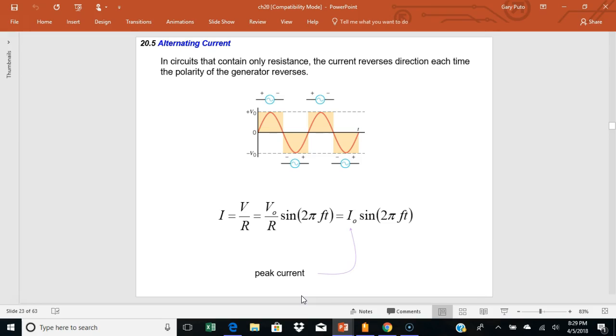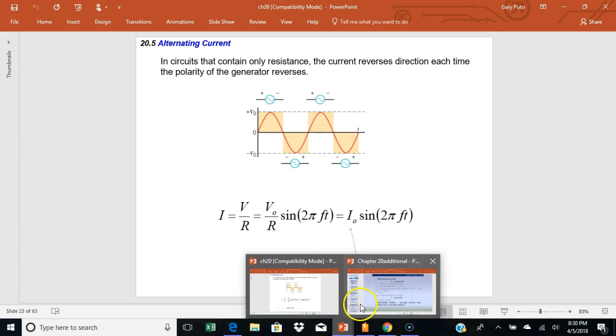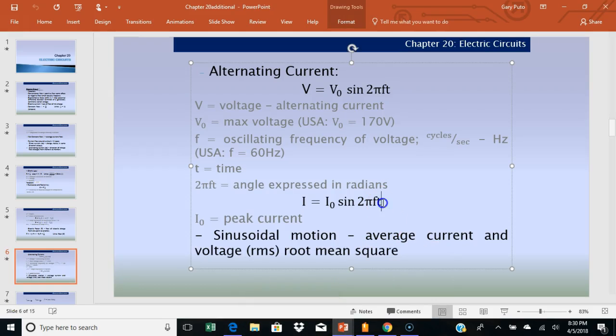Now, if you want to find the current, Ohm's law, V is equal to IR, so I is equal to V over R. You substitute: V is now V sub 0 sine of 2 pi f t, over R. V sub 0 over R is basically the initial current. It's the max current. It's the peak current. So I sub 0 is the peak current. You just get it from substitution of Ohm's law.